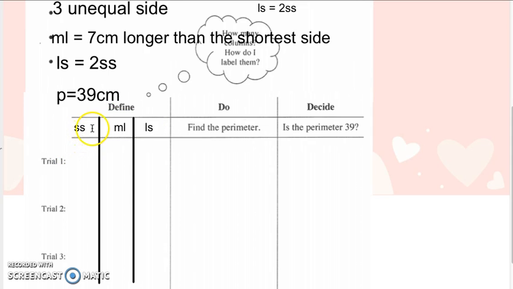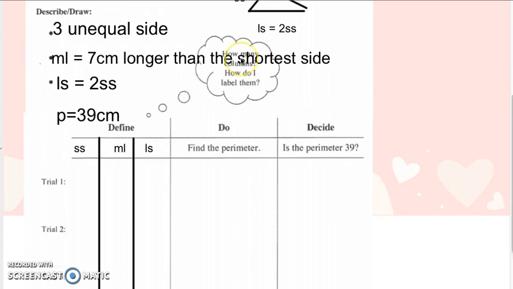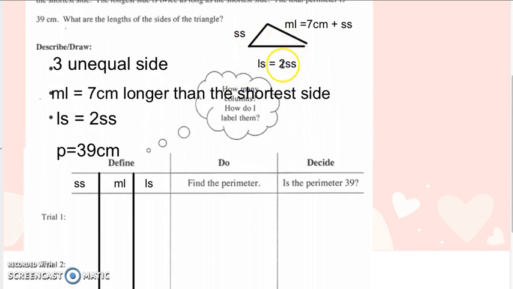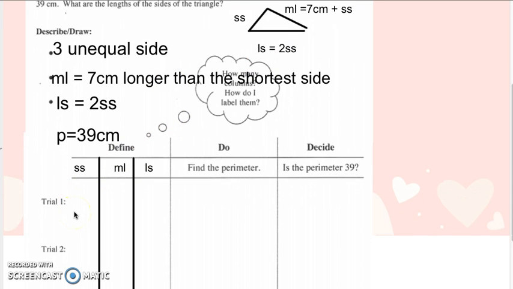I know that I guess my shortest side, because I don't know anything else about it. Then from that I can decide 2 times the shortest side is the longest side, and 7 centimeters plus the shortest side is the medium length side.